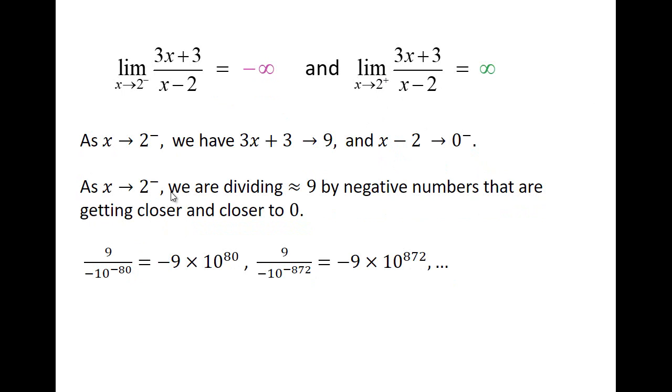And so when x goes to 2 from the right, the numerator would be close to 9, and we would be dividing something close to 9 by positive numbers that are getting closer and closer to 0. So when x goes to 2 from the right, this term here would be positive. So in the denominator, the negative sign won't be there. So you can see that we would be getting large positive numbers here. So again, this limit means that the value of the fraction can be made as large as we like simply by choosing x close enough to 2 on the right side of 2.